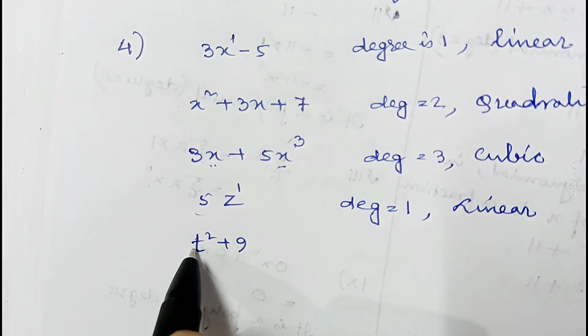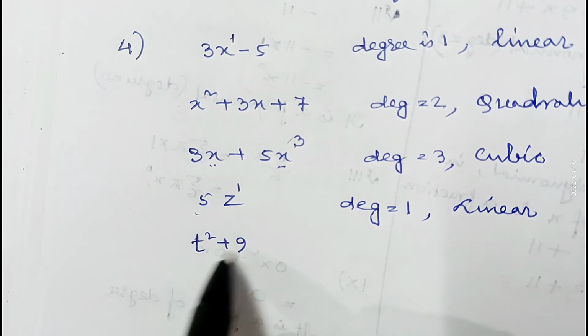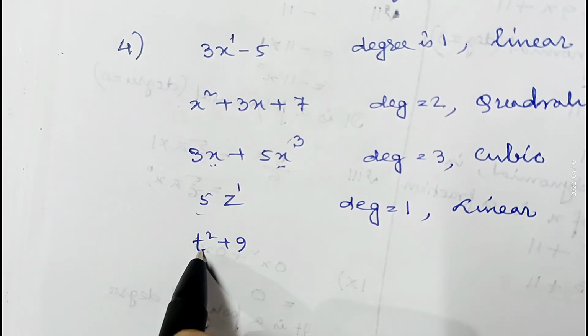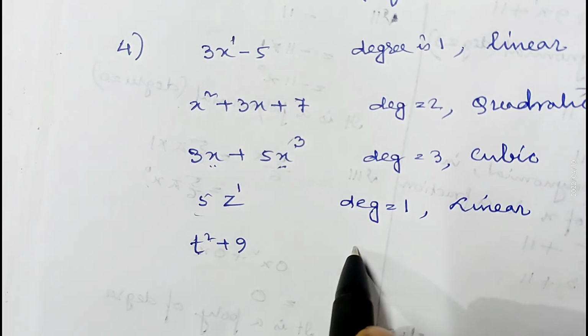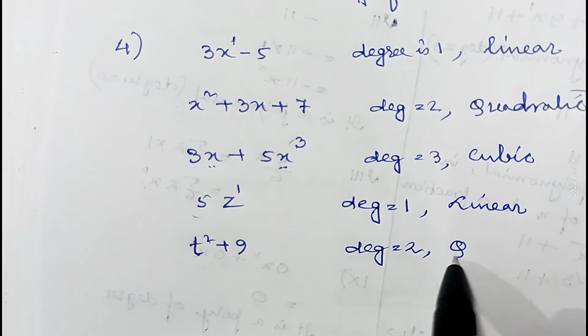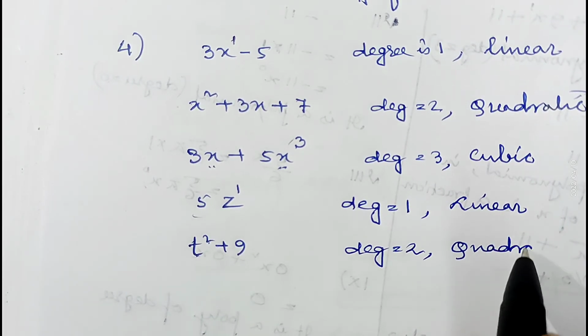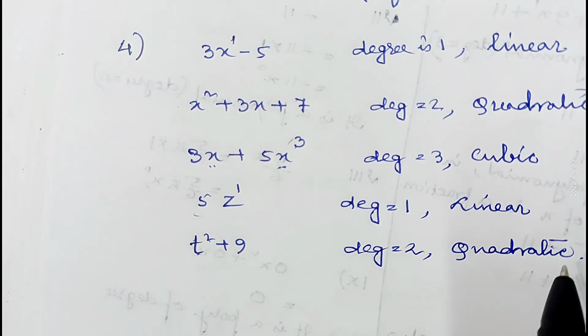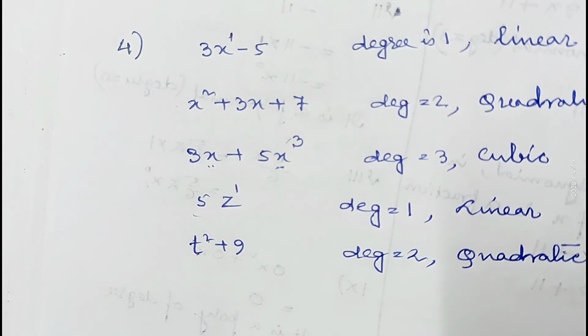And in the last case, t square plus 9, here the power of t, which is the variable in this case, is 2. So degree is 2, and when degree is 2, then it is called quadratic polynomial. Let me discuss question number 5 now.